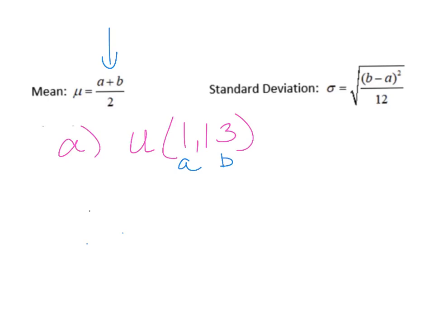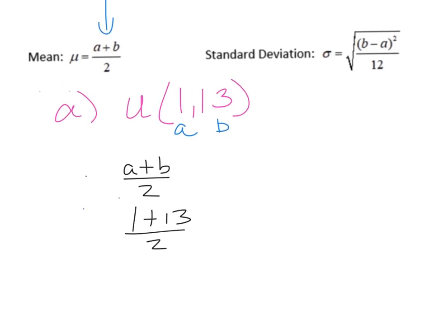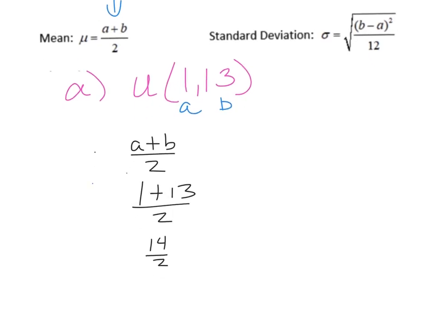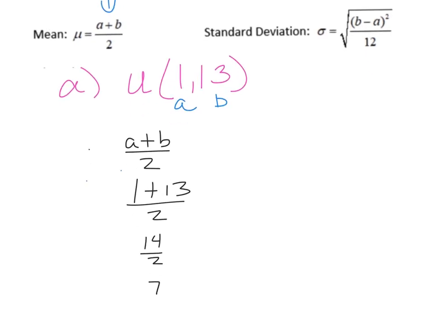So the formula for mean, I'm going to drag it down here where I've got a little more space to work. It's just A plus B divided by 2. So I'm simply going to substitute in 1 plus 13, and I'm going to divide that by 2. Therefore, I've got 14 divided by 2, which means the mean is 7 for this one.